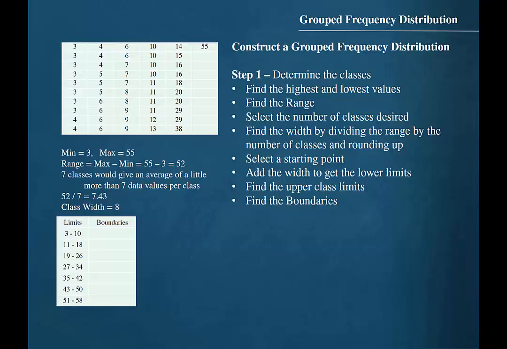Find the boundaries. We define the boundaries in order to close the gaps between the classes. We will subtract 0.5 from each lower class limit and add 0.5 to each upper class limit. Beginning with the first class, that would give us boundaries of 2.5 to 10.5. The second class, 10.5 to 18.5. And notice that the gaps are closed. So the next class will be 18.5 to 26.5, and then we'll continue with this process until we have all of our class boundaries.